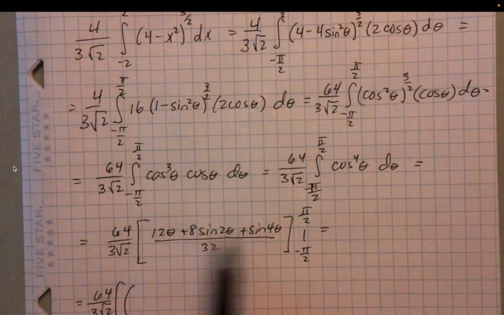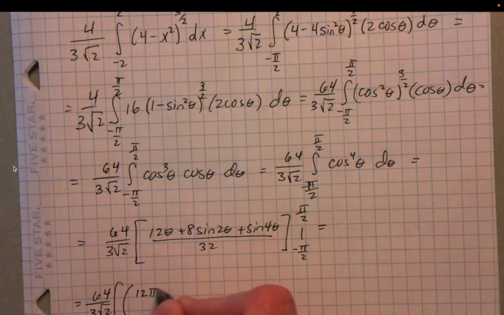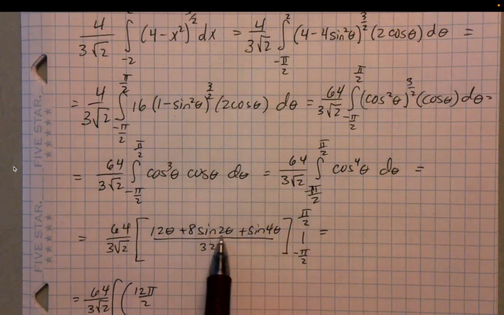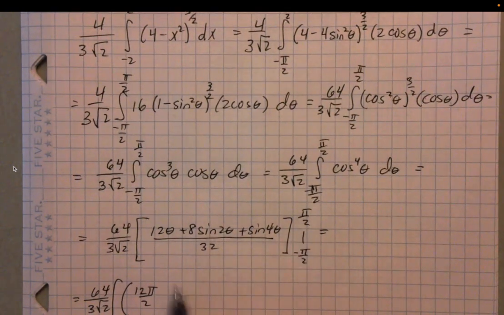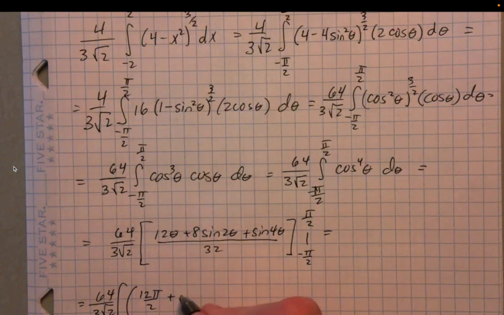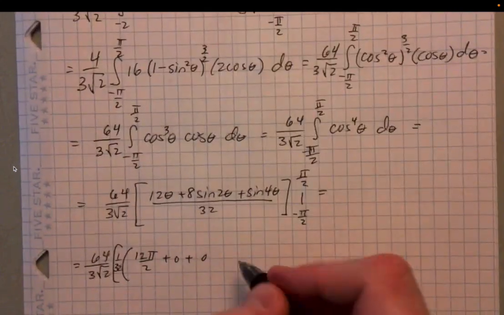So we'll start with the upper bound, and so what you get here is 12 pi over 2. And then notice that everything else is sine, and because you got 2 theta and 4 theta, you're basically evaluating multiples of pi, right? And so sine is 0 at all of those multiples of pi, and so this would be plus 0 plus 0. Oh, sorry, there's a 1 over 32 first. I pull that out. Okay.